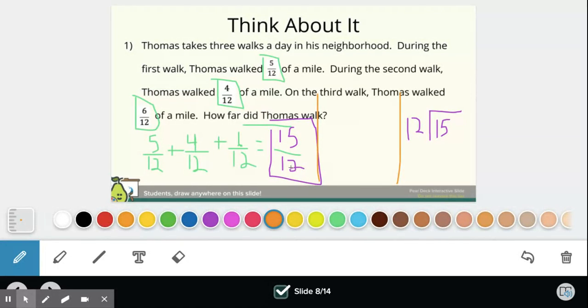All right, so as I'm creating this, remember that the denominator is going to stay the same because this fraction is still out of parts of 12. Okay, every whole is going to have 12 parts, whether it's written like this, which can be called an improper fraction, or a mixed number. Okay, so now we want to know, well, how many wholes can we make if we have 15 parts?